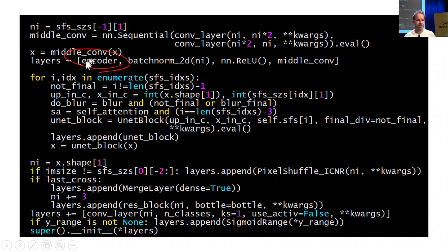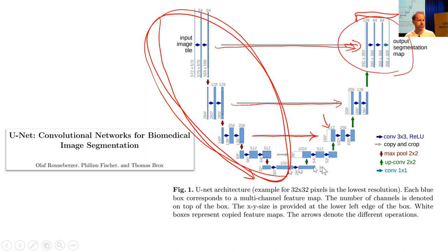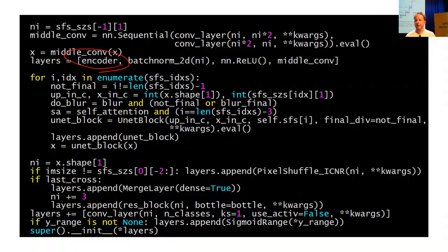So the layers of our UNET are an encoder, then batch norm, then ReLU, and then middle conv, which is just convlayer, comma, convlayer. Remember, convlayer is a conv ReLU batch norm in FastAI. And so the middle conv is these two extra steps here at the bottom. Okay, just doing a little bit of computation. It's kind of nice to add more layers of computation where you can. So encoder, batch norm, ReLU, and then two convolutions.